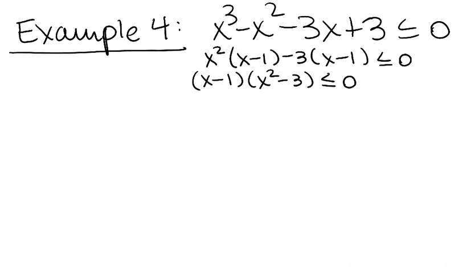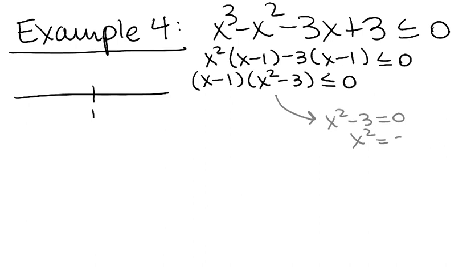All right, and the zeros that this thing's going to contribute is going to be 1, and then I'm going to have to do a little work over here. X squared minus 3 equals 0 when x squared equals 3. So that means x is either the square root of 3 or the negative square root of 3.